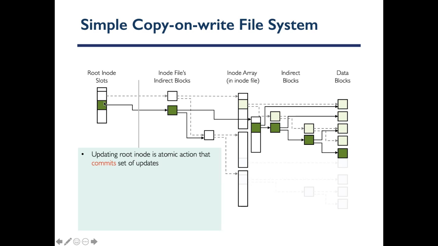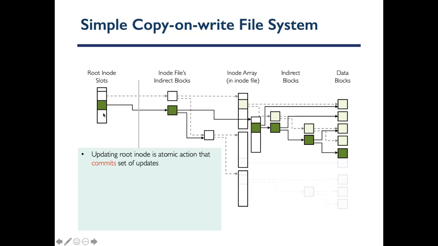Now, this would just be like a commit in transactions, as we saw, kind of like committing all the changes that you've done so far. If this doesn't happen, then you can just ignore all the changes and you still have a valid state.